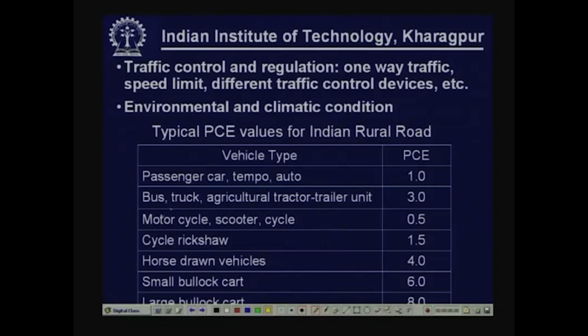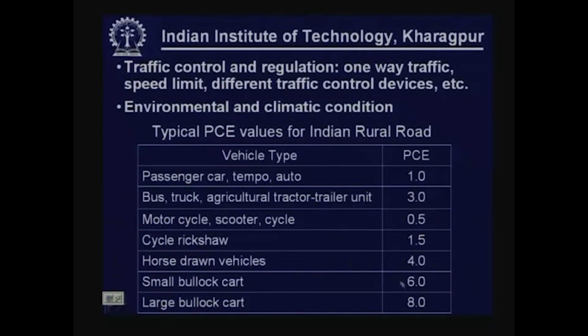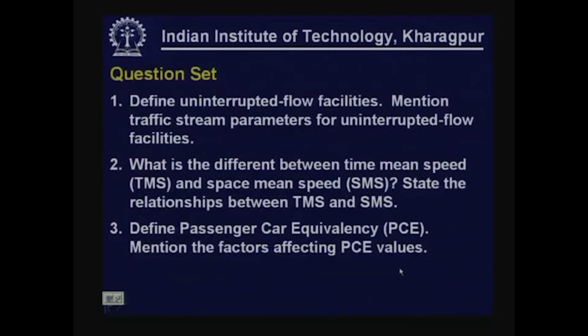Here I have shown some typical values of passenger car equivalency for Indian rural roads. You can find that we define them with respect to car, because we say passenger car equivalency. So, equivalency with respect to car: car is 1, bus and truck are normally 3, motorcycles we have 0.5, cycle rickshaw 1.5, and then I have also indicated higher PCU values for some of the non-motorized vehicles. But these are just indicative and typical. You have a number of PCU sets for different types of facilities.